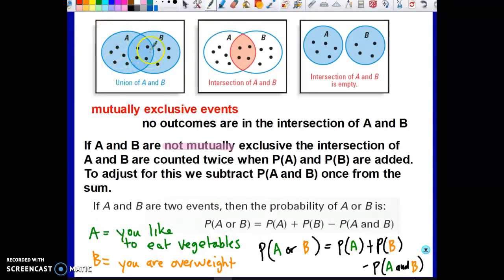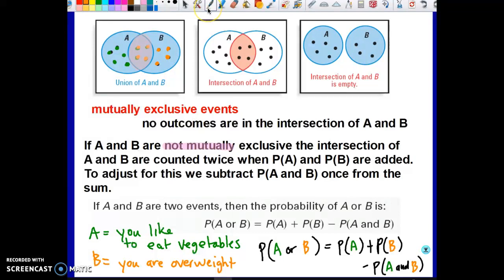So think of it this way. Look at the picture. Remember what I said A was? A was you like to eat vegetables. Now let's say that there are 9 people who like to eat vegetables. And let's say that then you count how many people are overweight: 1, 2, 3, 4, 5, 6, 7, 8. And you see that when I counted the 8 who are overweight and the 9 who like vegetables, there are some people in the middle who have both characteristics. They both like vegetables and they're overweight. That happens.